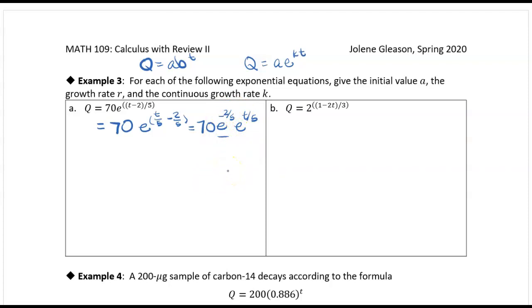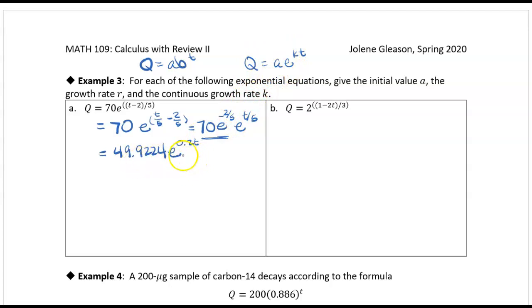I can put that into my calculator. And actually, I might as well put this whole thing into my calculator. 70 times e to the minus 2/5 is a constant. Okay, so if I put that into my calculator, I get 49.9224, e to the t over 5, which I can also write as e to the 0.2t.